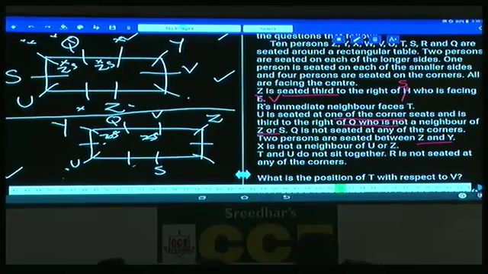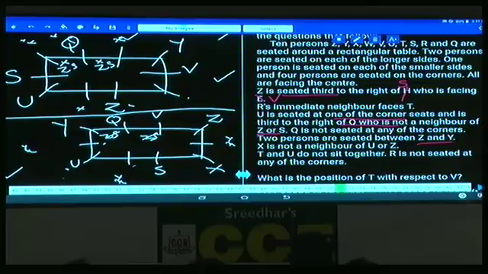X is not a neighbor of U or Z. Now sir, in this case, X cannot be at this place, X cannot be here, isn't it? And X cannot be here as well. Then what is the only possibility left for this one? X must be here, isn't it?